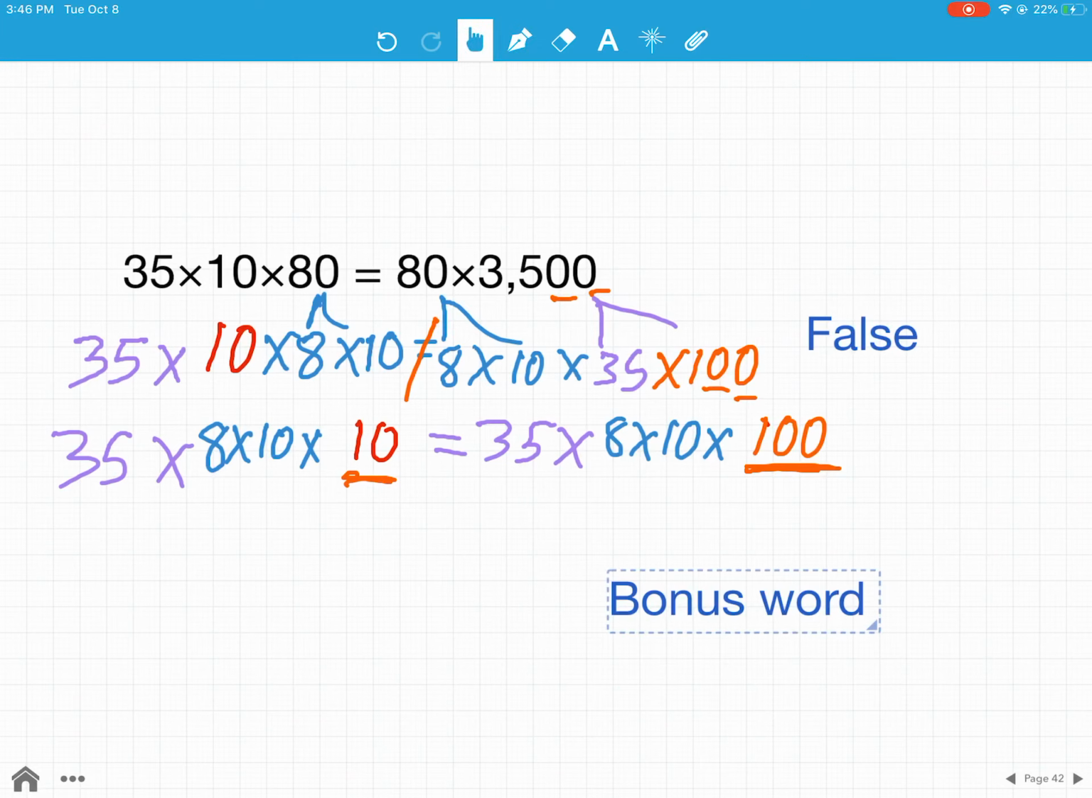All right, here's your true bonus word. Dun, dun, dun. All right, hopefully this one works. Good luck. May the force be with you.